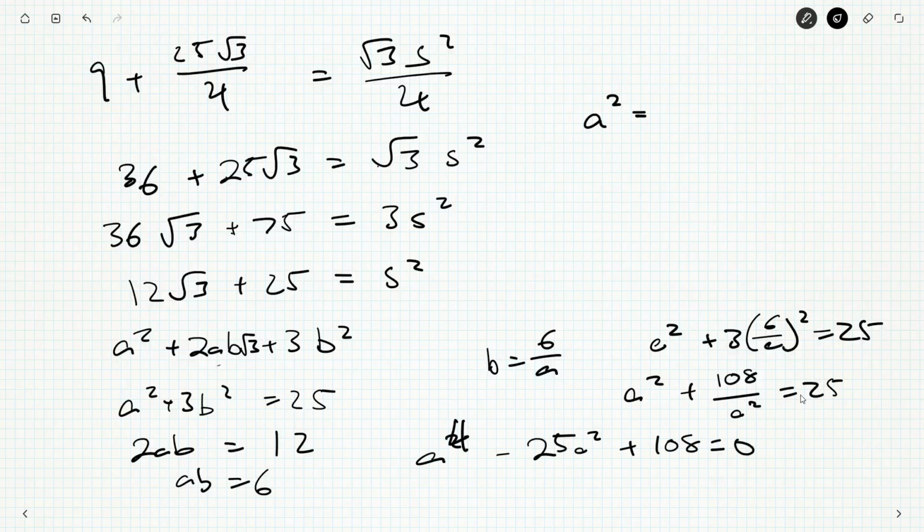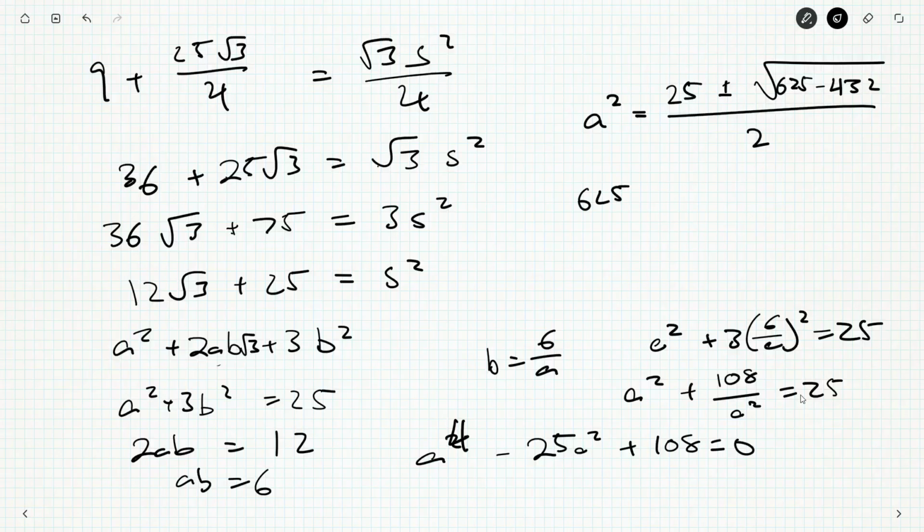So a squared is 25 plus or minus the square root of 625 minus 4ac, so that'd be 432. I don't like that number. All over 2. So 625 minus 432, 3. I need to carry a 1, so that'd be 5 and 12, so 9. 193. So a squared is 25 plus or minus the square root of 193, over 2.